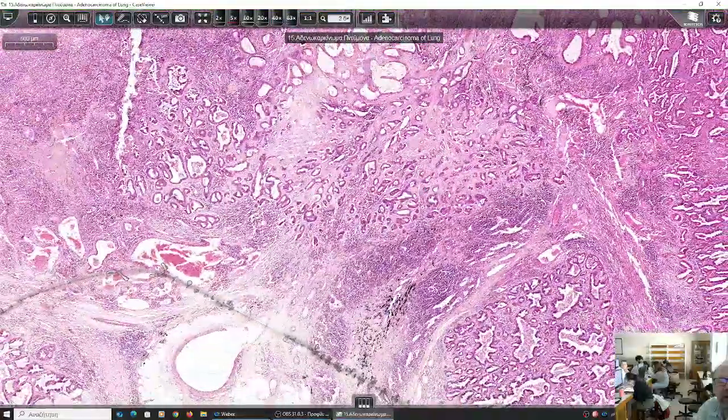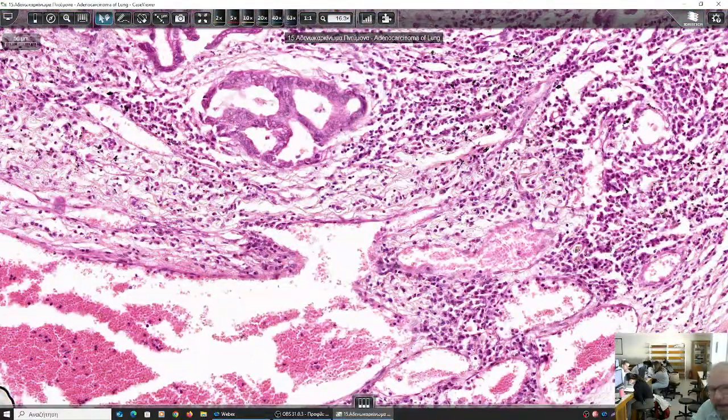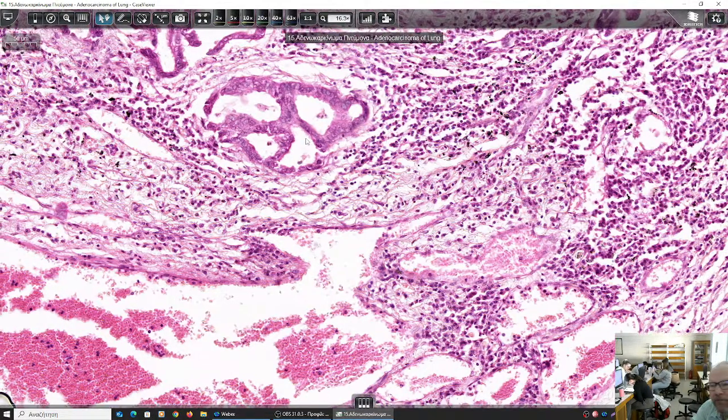What is different in this structure? We can see glandular differentiation. Here are the lumen. However, the glands are not separate from each other. They form a cribriform structure. This is intermediate differentiation, grade 2.